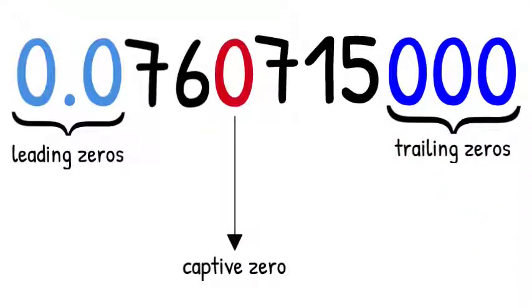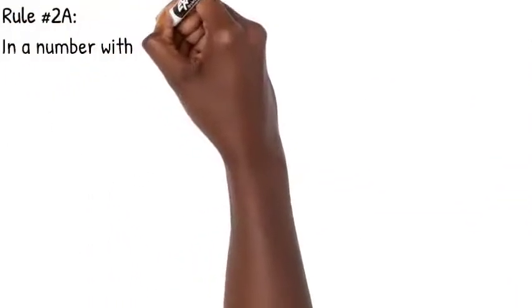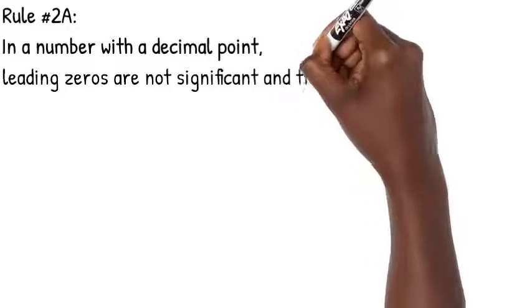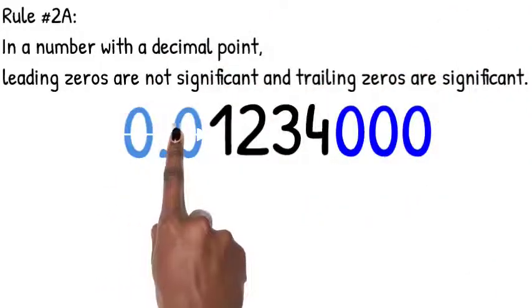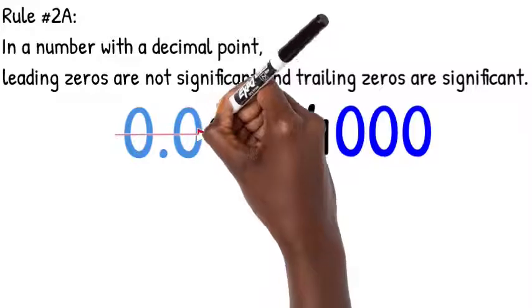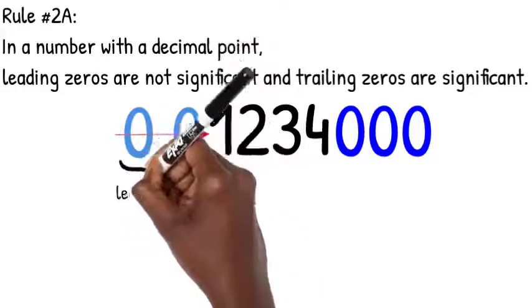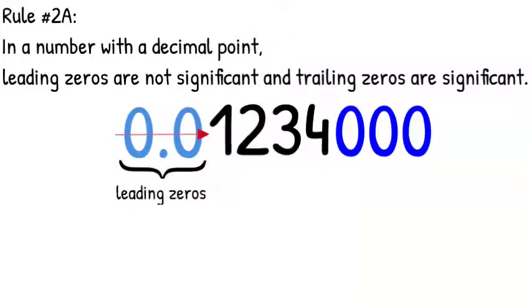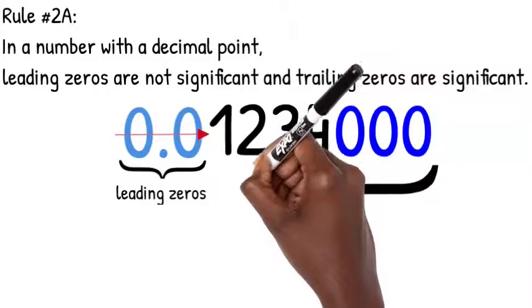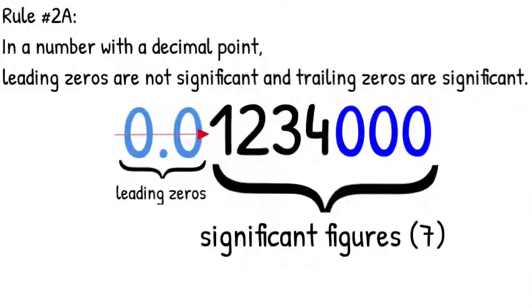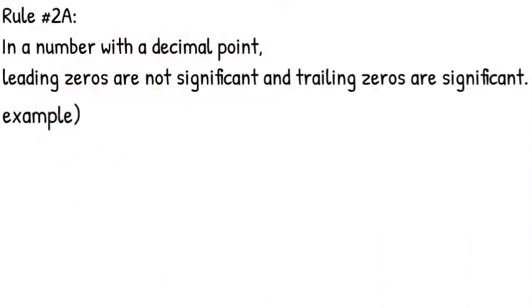Let's look at how we determine whether or not leading and trailing zeros are significant in numbers with a decimal point and numbers without a decimal point. When determining the number of significant figures in a number that has a decimal point, read the number left to right like normal. Starting at the leftmost digit, move right one digit at a time until you reach the first non-zero number. Any zero before the first non-zero number is a leading zero and it is not significant. The first non-zero number is your first significant digit. Each digit after is counted as significant, including captive and trailing zeros. Let's look at two examples.